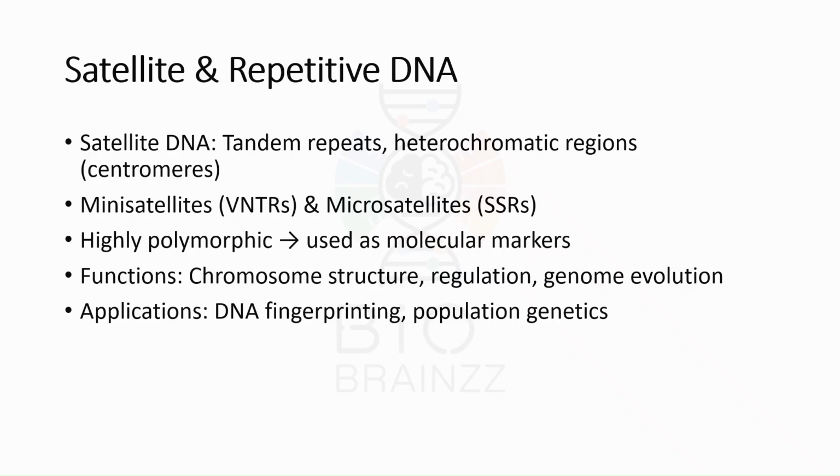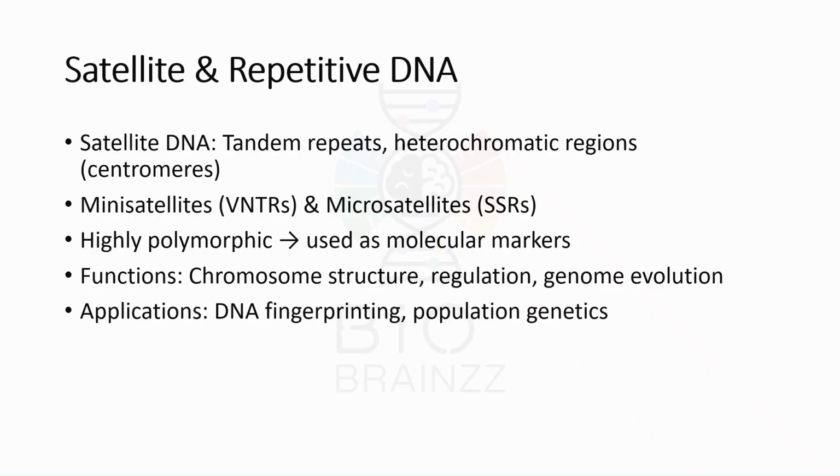Satellite DNA consists of highly repetitive, tandemly arranged sequences typically found in heterochromatic regions such as centromeres. These sequences include minisatellites (VNTRs) and microsatellites (SSRs), which vary in repeat length and distribution across the genome. Due to their high polymorphism, they are widely used as molecular markers.